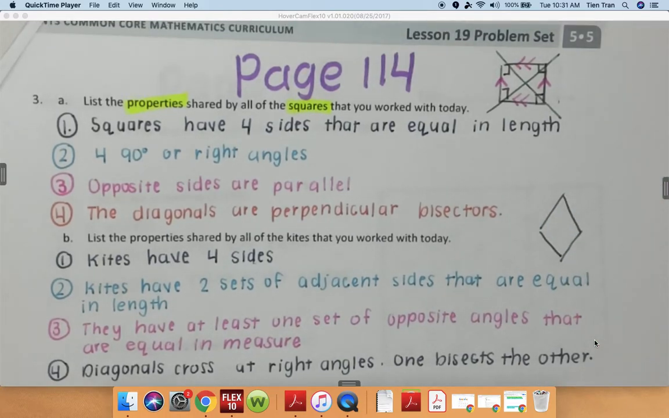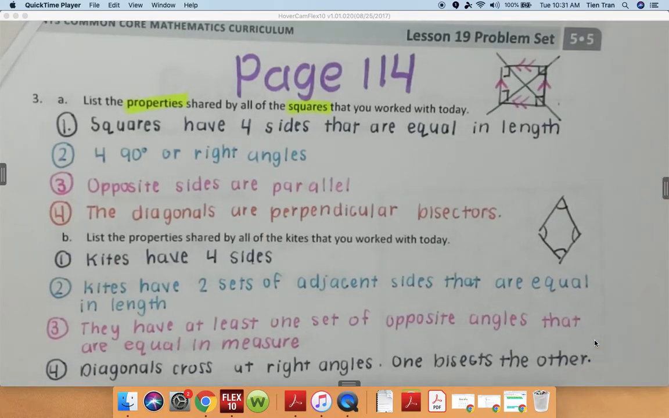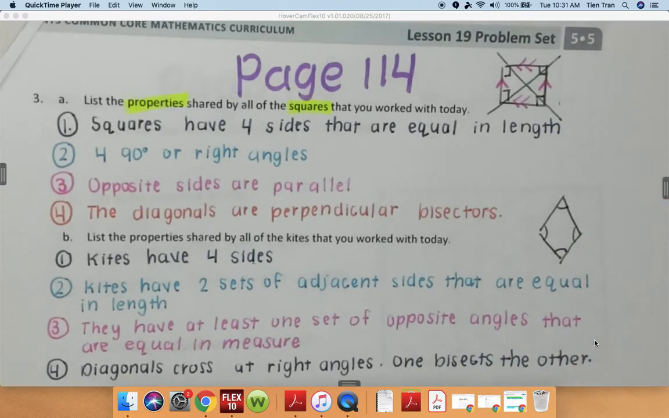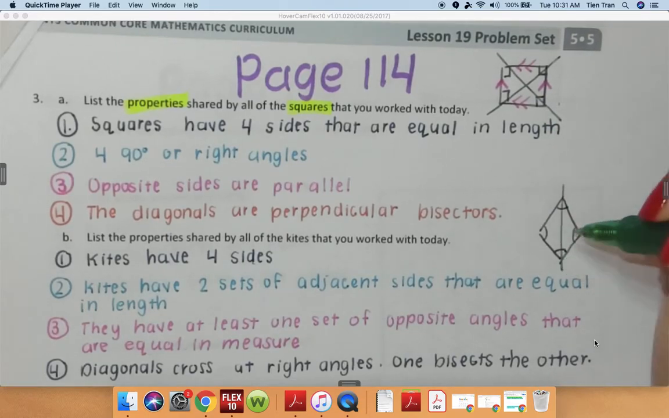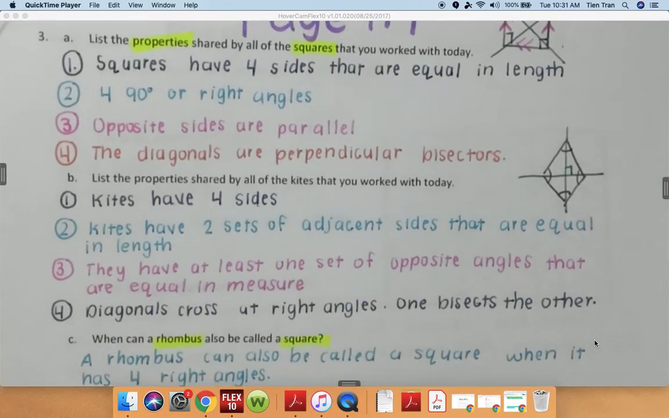So what that means is that they are the same length in every single side, okay? Number 3, they have at least one set of opposite angles that are equal in measure. So this measurement is equal to that measurement, and this measurement is equal to that measurement, okay? So the angles are the same when they are opposite to each other. 4, diagonals cross at right angles. One bisects the other. So what that means is if I were to draw my lines out, this is considered a right angle, right? So they bisect each other. So they're equal in measure.